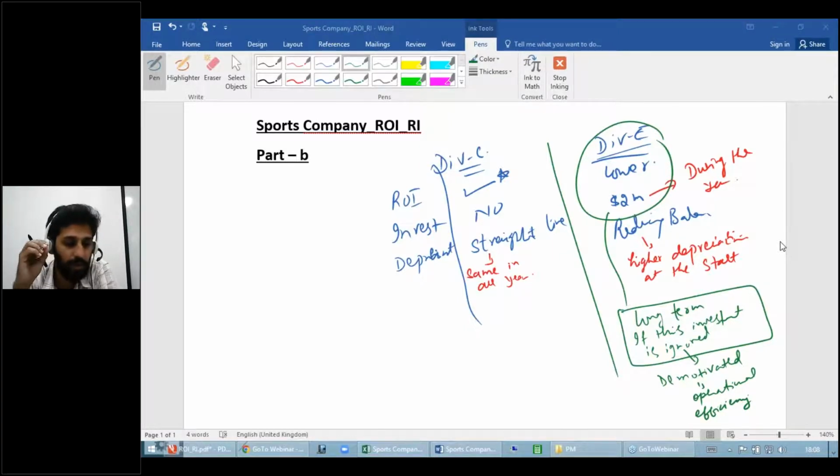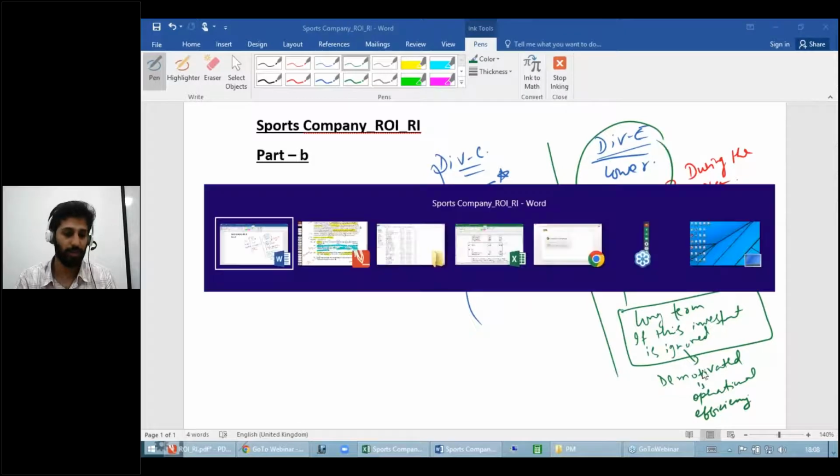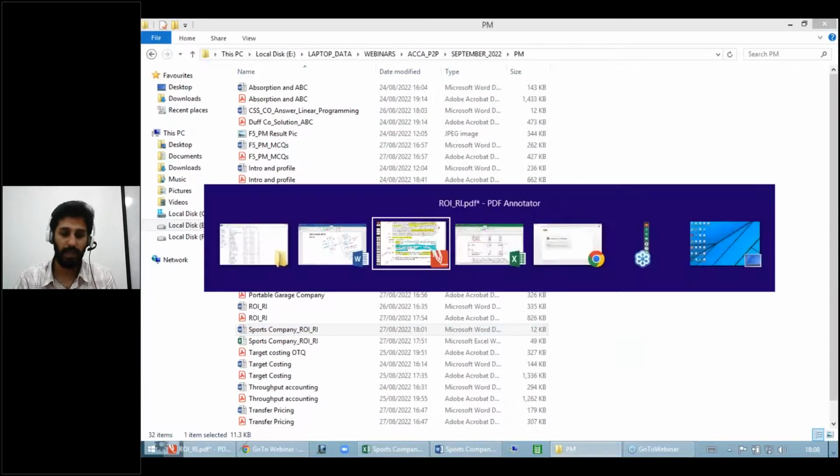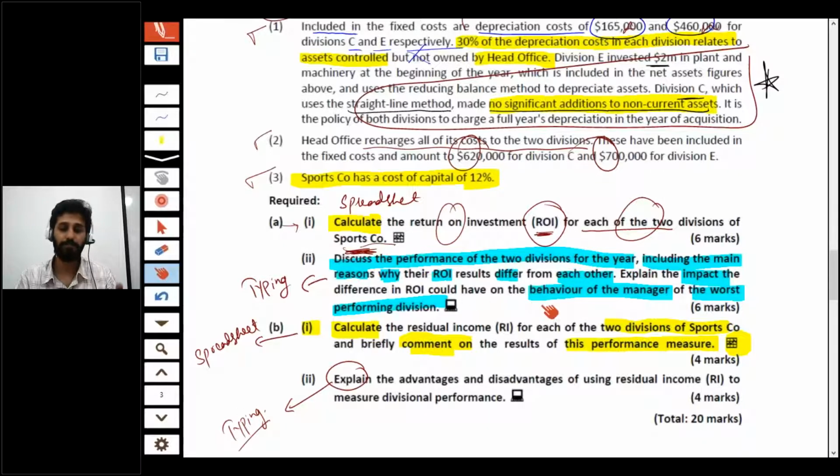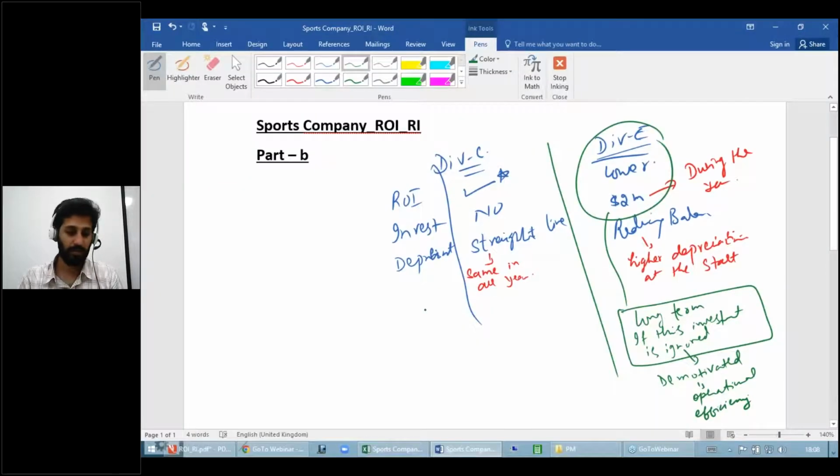Yes, Isha, it would be mentioned. Now let's start typing the answer. And I had written down the impact of demotivation because the question is asking to explain the impact it could have on the behavior of the manager. So I will have to type this answer accordingly.